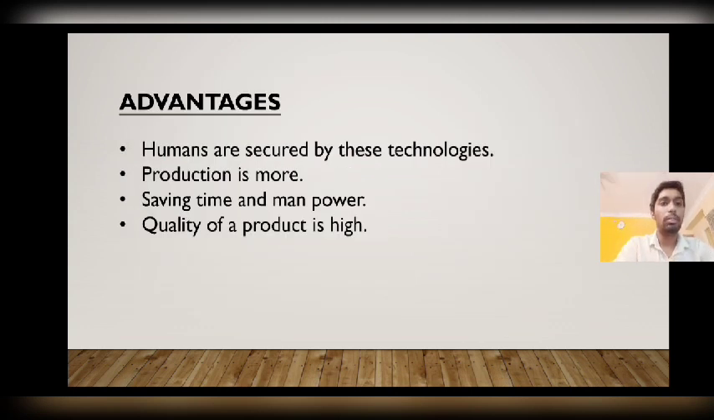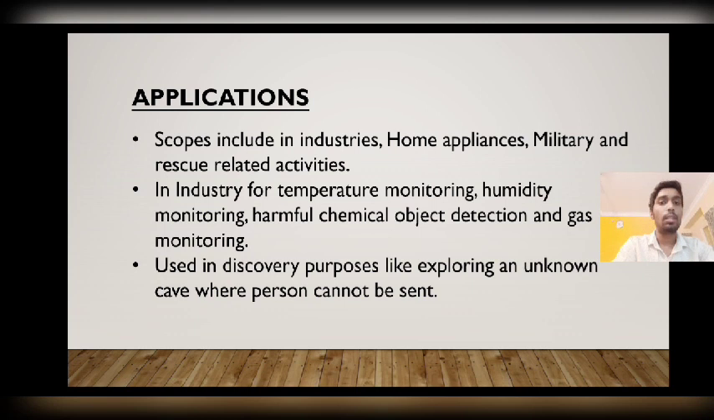Advantages of multipurpose robots are: robots can work faster than humans, and humans are secured by these technologies. As work will be more, production will be more. It saves time and manpower, and the product quality will be high. So these are the advantages of multipurpose robots.